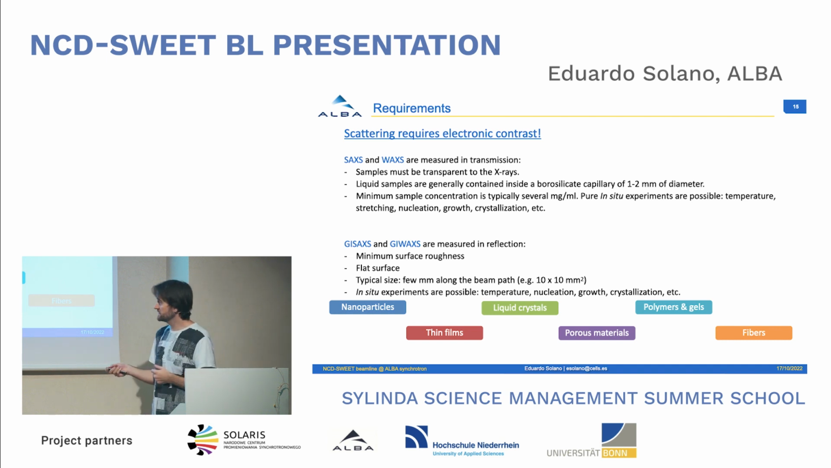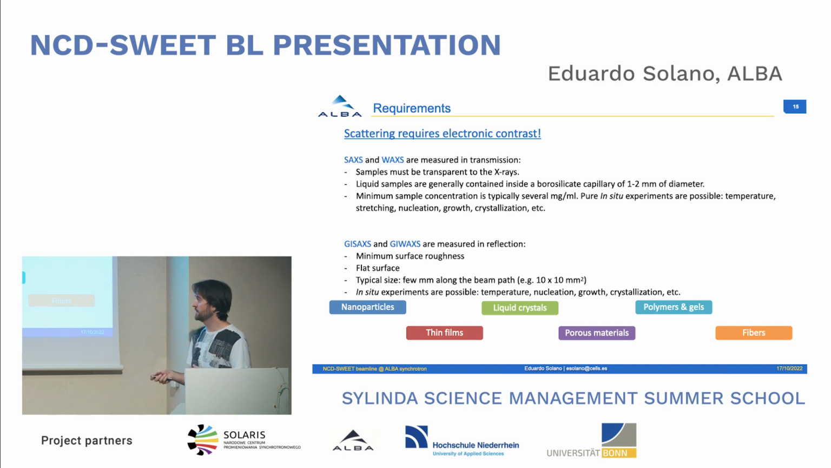And for the surface science experiments, GISAXS and GIWAXS, that are measured in reflection mode, we need a minimum surface roughness. Of course, if we want to see how the X-rays are scattered on the surface, we cannot have a rough surface, otherwise we wouldn't see the nanoparticles or the polymer or whatever material we have on the surface. So it should be a flat surface, because if we have to set an incident angle, it cannot be a round surface. And the typical size is like 1 square centimeter. The smaller, the better. This is totally true. But we should have enough material to see the signal, otherwise we are blind.